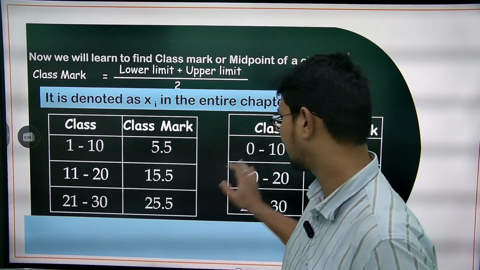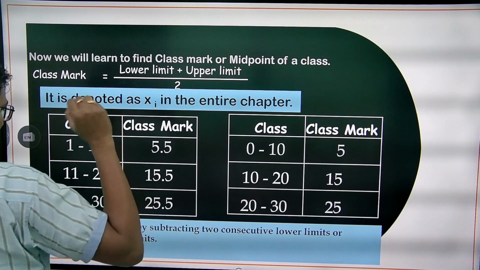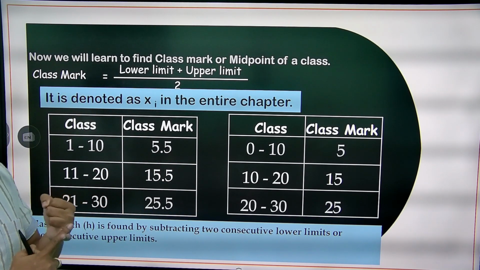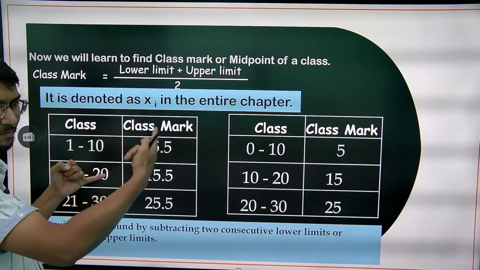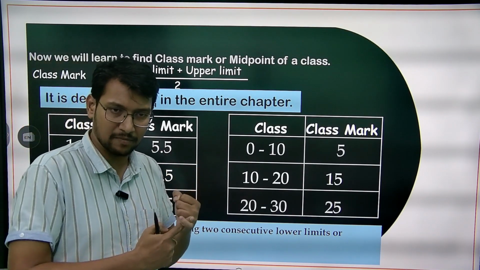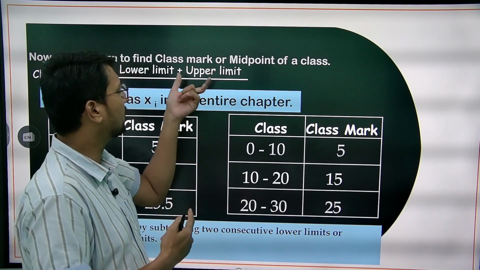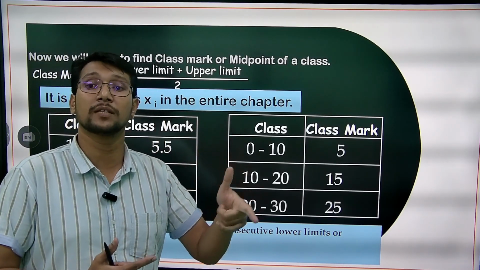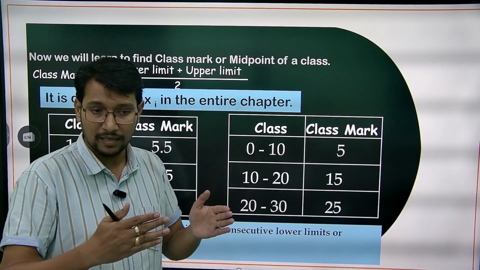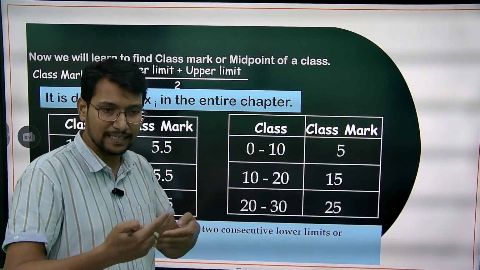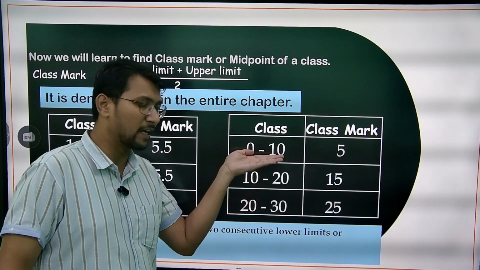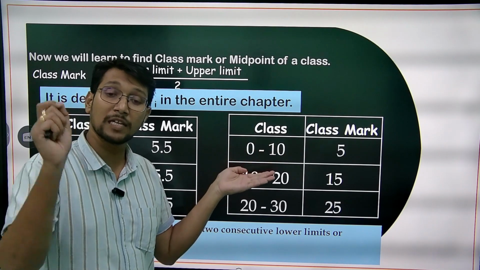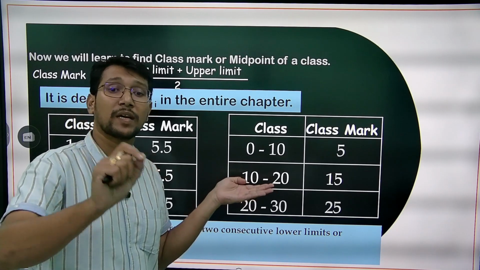Now see one more thing, children. You have understood class first, then class limits, the upper class limit and lower class limit. After that we found the class mark. Another one is class size or class width. So how will we get that? That is just the difference between the upper class limit and lower class limit of the respective classes.